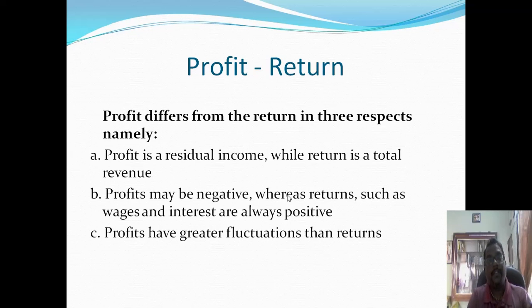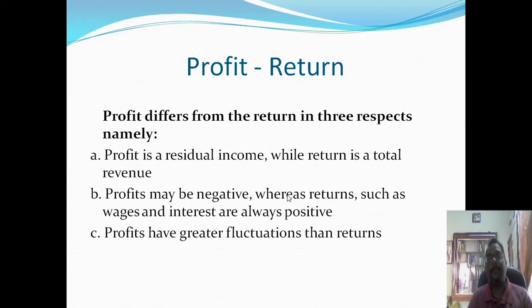The third thing: profits have greater fluctuations than returns. This is quite common. One person doing business may get 5 lakhs of profit in the first month, and in the next month may get 10 lakhs. If sales are doubled and costs are reduced, you may get double the profit. But a salaried person gets the same salary in the second month that he got in the first month. It continues in the third and fourth months. The only thing is he has to wait at least one year to get some additional return on the basis of salary.